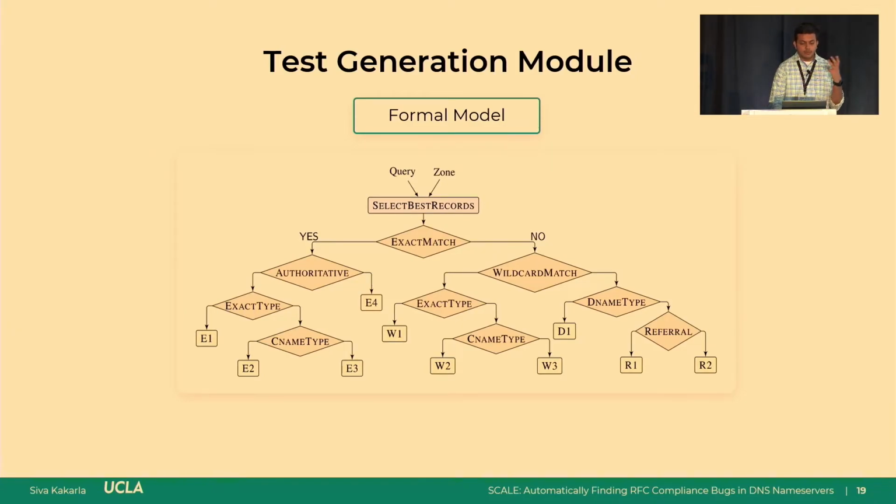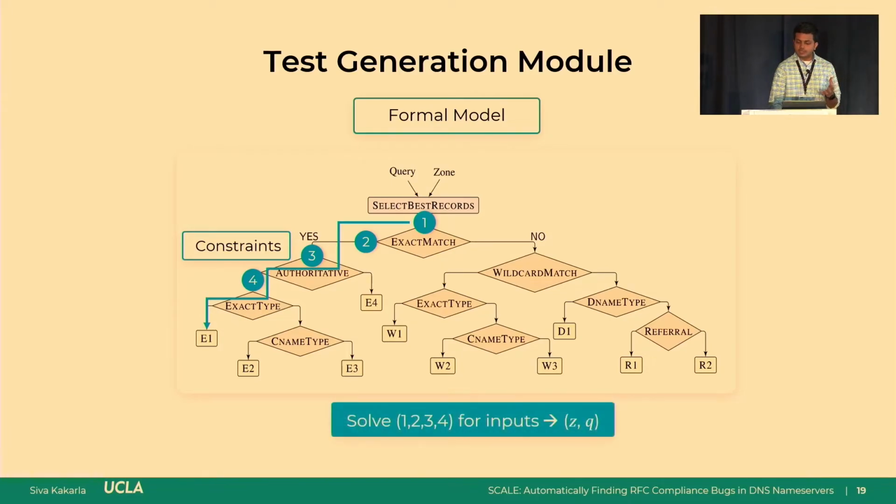Given this tree, we can enumerate every path in the tree. Each such path will have a set of constraints associated with it that are required of the user query and zone input in order to take that path. We solve this set of constraints using a constraint solver to find inputs that meet each of these constraints. Basically, symbolic execution of the model.